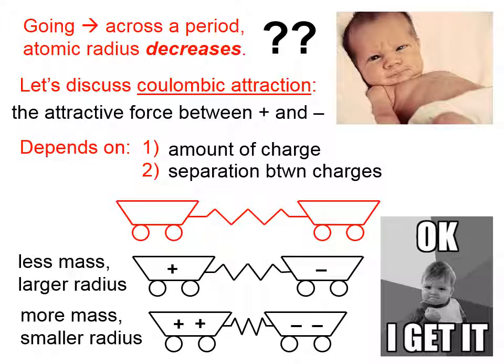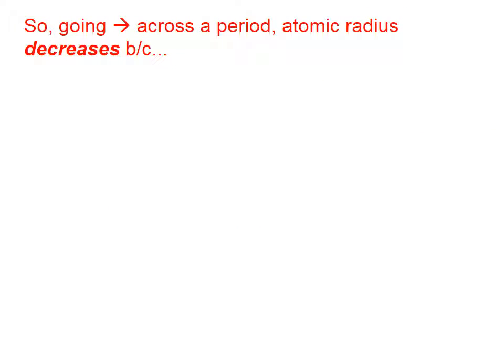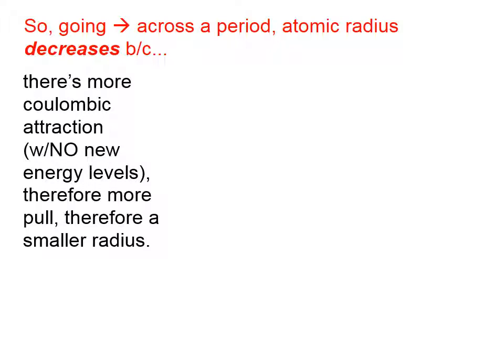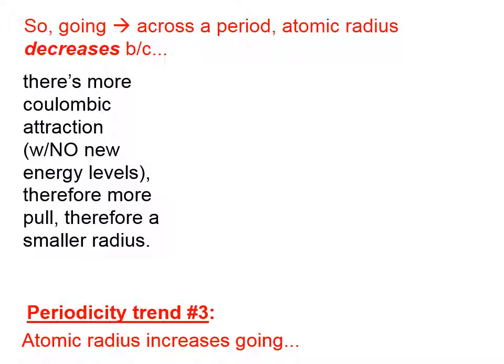This is what happens with elements when we're going from left to right across a period. The mass increases, but in general, the size of the atom decreases. So, going from left to right across a period, atomic radius decreases because there's more coulombic attraction with no new energy levels of electrons. I should add that. Therefore, there's more pull, a tighter pull, a greater pull, and therefore the radius is smaller.